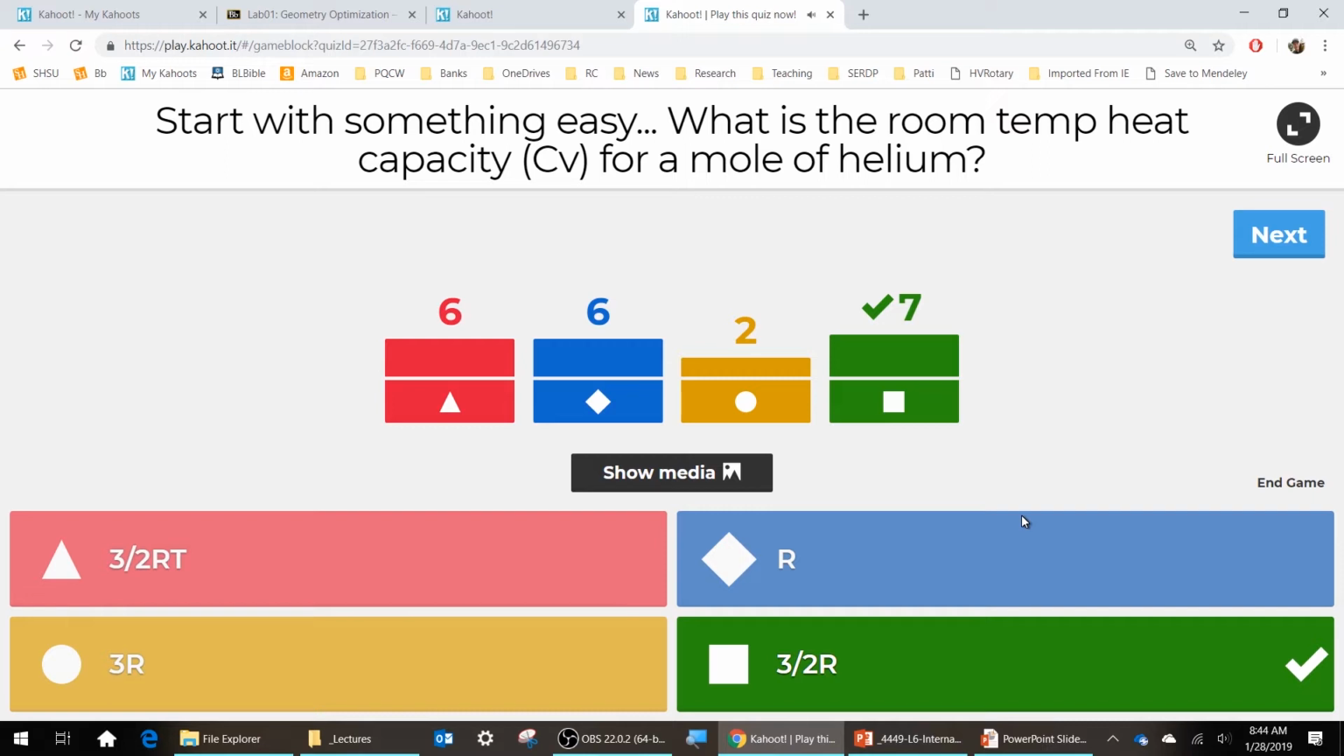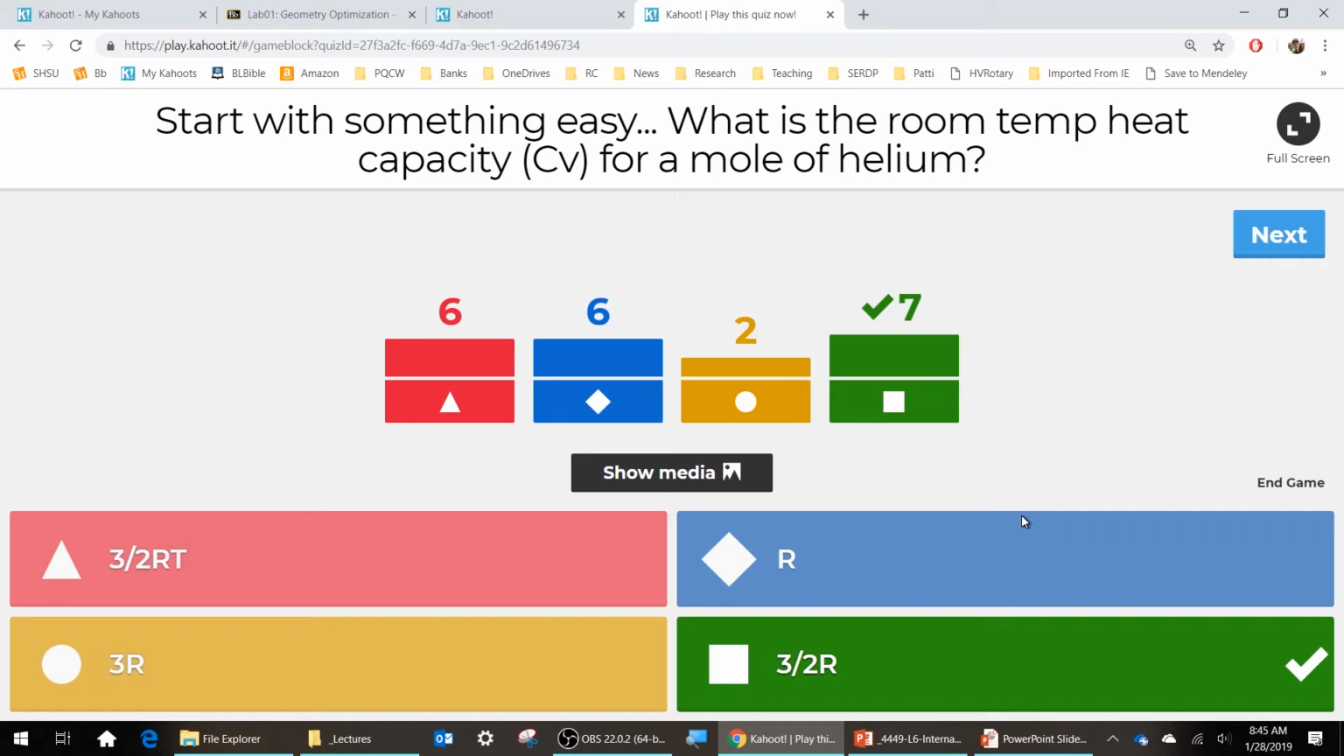Okay, so it's green. A single atom: all it can do is translate. So you have to think about what species it is. You see helium and you think, oh, it's a monatomic gas. Monatomic, single atom, no rotation. And now this one, 3 halves RT, what is that? That's the internal energy.